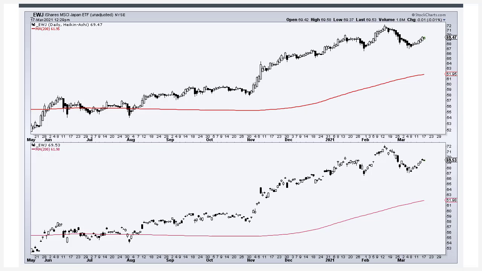So here's a chart that shows them one on top of the other. We've got the Heikin-Ashi candlesticks in the top window, and then we've got the normal candlesticks in the lower window. And this is still the Japan ETF EWJ. And you can see the same patterns are there. You know, you have this consolidation here and a breakout, and we had a consolidation here and a breakout as well. And now we've got this pullback here, and this is the pullback that I want to focus on.